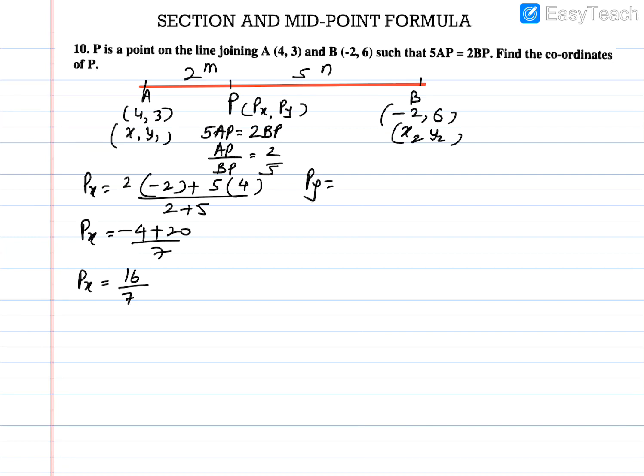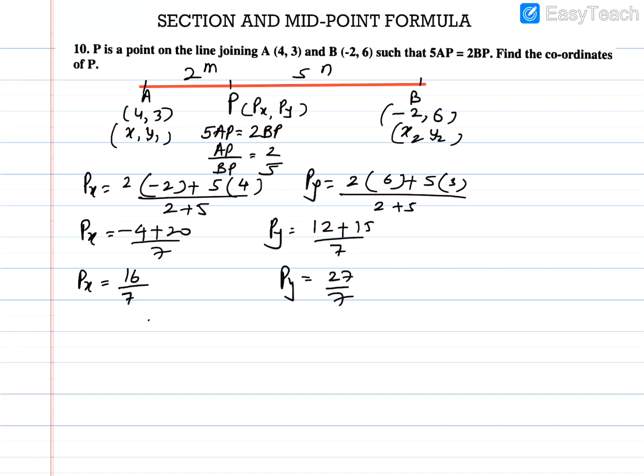Now come to Py. Py will be my2 plus ny1, 2 into 6 plus n is 5, 5 into 3 upon m plus n, 2 plus 5. Py will be equals to 12 plus 15 upon 7. So Py will be equals to 27 upon 7. Therefore, coordinates of P will be 16 upon 7 and 27 upon 7. Just go through this sum, how it has been done, and copy it in your notebook.